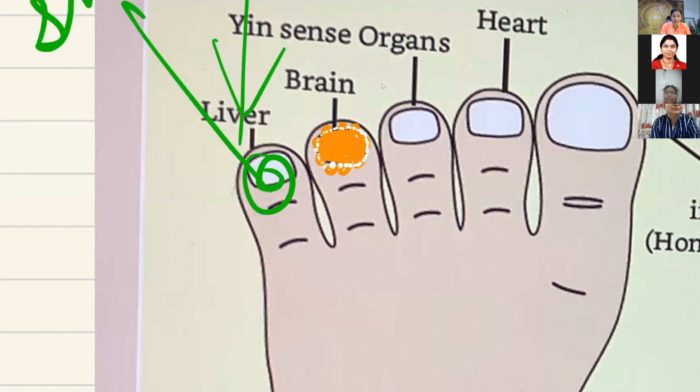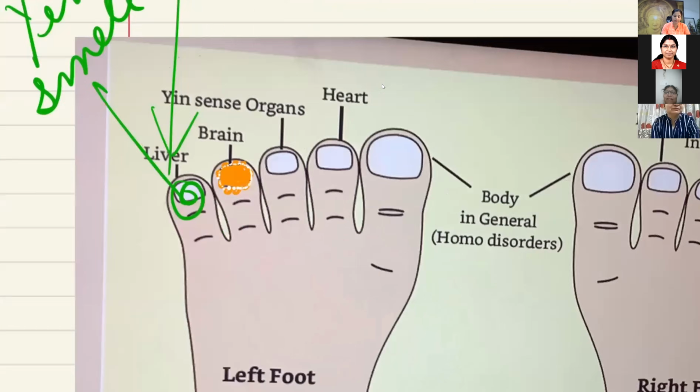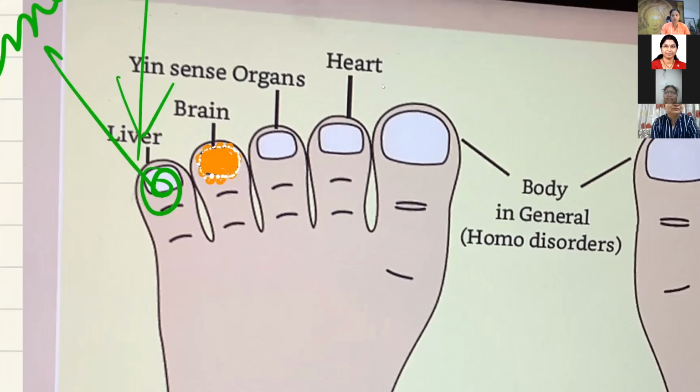So this example I'm giving for the brain, but at the same time, this is applicable for all organs which are situated on the nail, such as heart blockages or any kind of heart problem. Yes, so you have to pay attention to this nail. Sometimes you can see the shape or color of the nail is also changing. So this is also giving you some idea.